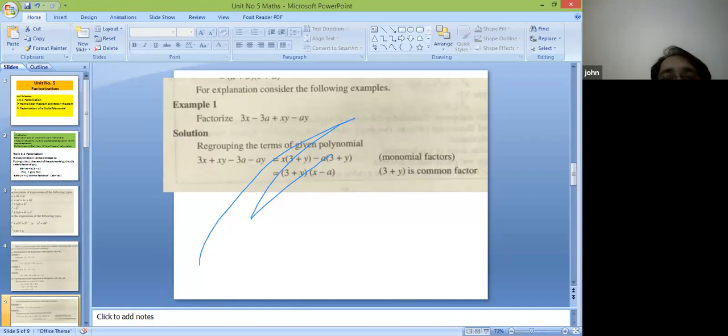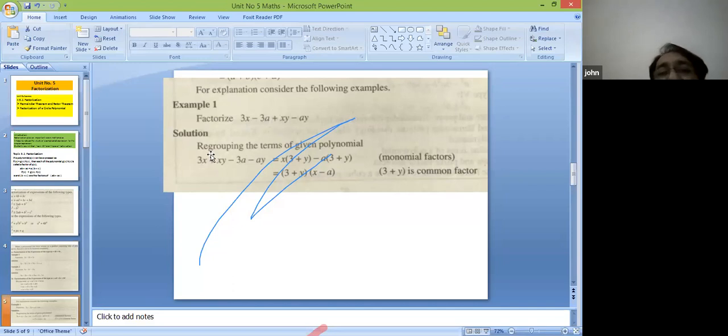Now I'm shifting to the other example. Now just look at this last example, my dear student. It's to make the factors once again. This is a tetranomial. ये tetranomial है. कैसे? 3x is the first term, minus 3a is the second term, plus xy is the third term, and minus ay is the fourth term. So it is known as a tetranomial.